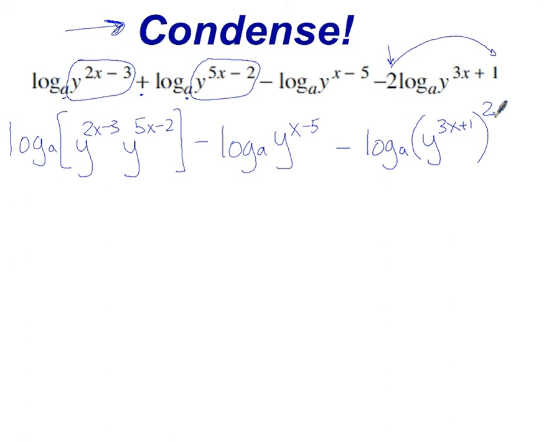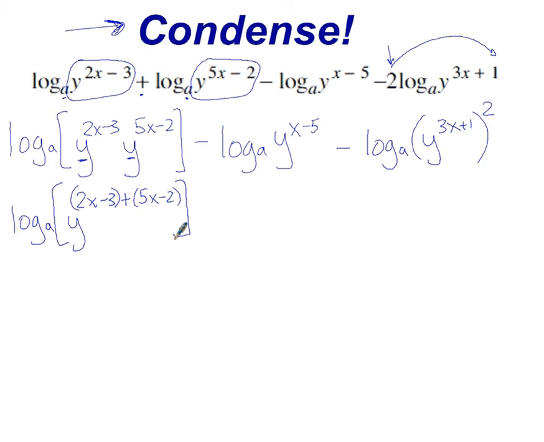Okay, let's keep moving here. Next step, log base a. Now here we have the same base: a base y and another base y, no problem. When we're multiplying powers with the same base, we can add the exponents. So what we actually have is y to the (2x−3) plus (5x−2). Okay, that's all inside this logarithm. Good.